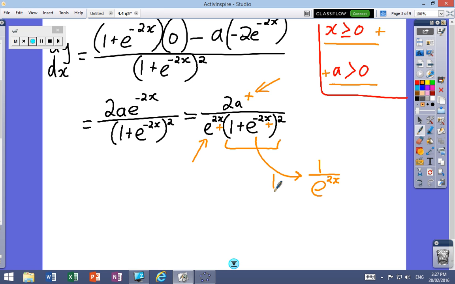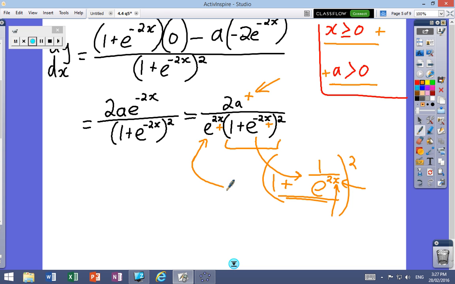We've got 1 plus any of those, and so this is just going to become a smaller and smaller fraction. As the x value increases, this becomes 1 on a smaller and smaller number, so it just becomes 1 plus something small. And all of that is being squared. So if we're squaring a number that's increasingly getting closer to 1, this whole thing gets closer and closer to 1 as x increases in value.